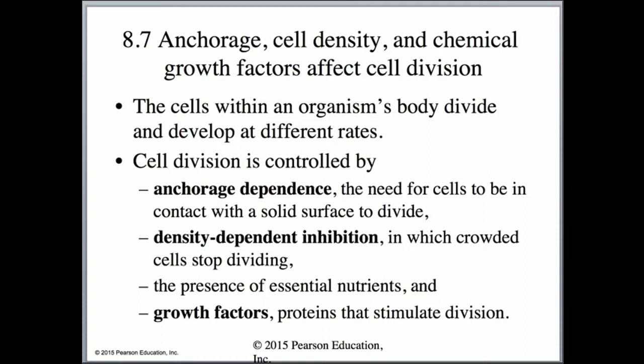So that's anchorage dependence. Density-dependent inhibition: cells can sense how crowded they are. So they can sense whether they're getting pushed up against other cells too much or not. And when they're really crowded, they should stop dividing. They also need the presence of essential nutrients to divide. So if nutrition is not optimal, then that will interfere with mitosis happening appropriately.